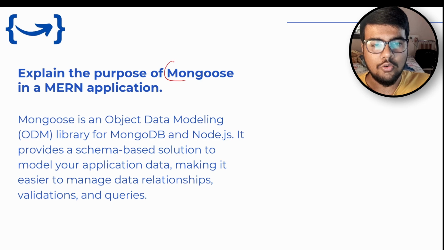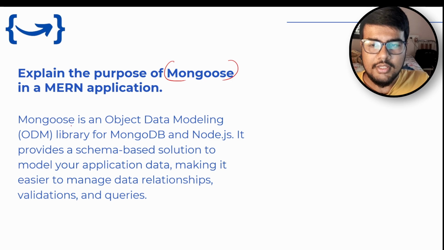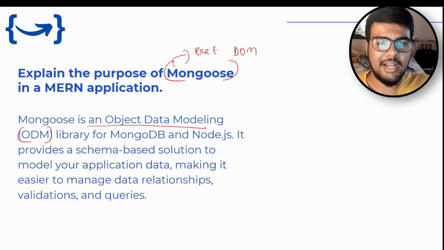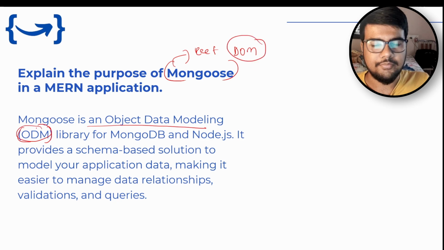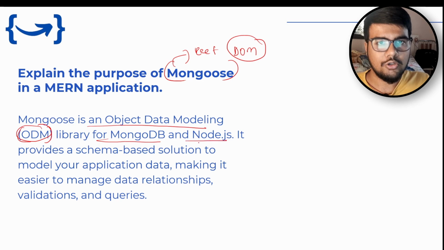Explain the purpose of Mongoose. Many people in mock sessions don't know about Mongoose and they have written MongoDB in their resume. So Mongoose is an object data modeling, ODM, and basically in React we have DOM. So you can expect a difference between DOM and ODM. Please write this follow-up question. Library for MongoDB and Node.js.